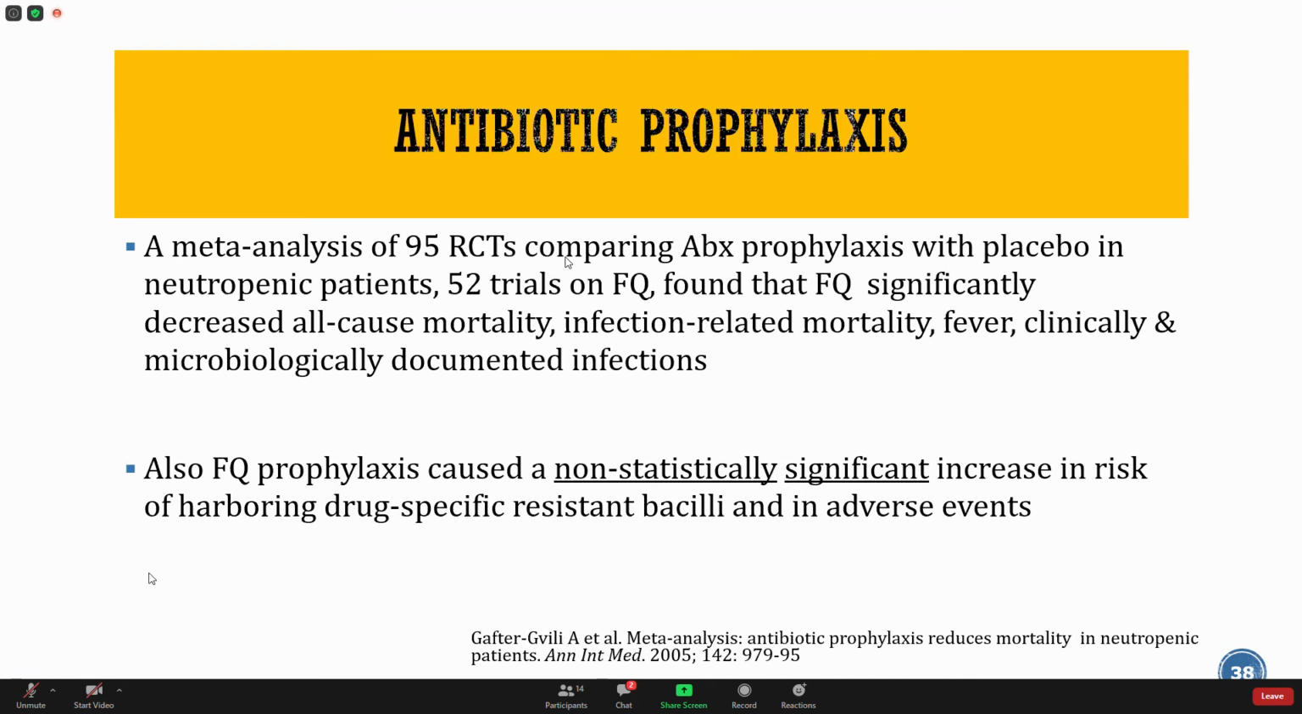So there was one meta-analysis published in Annals of Internal Medicine 2005, which reviewed 95 randomized controlled trials. 52 trials have shown that fluoroquinolone, when used as antibiotic prophylaxis, significantly decreased all-cause mortality and infection-related mortality.